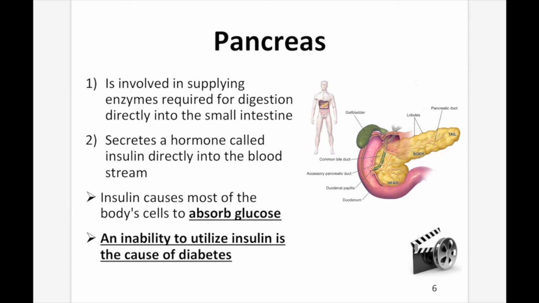Now, there are two main types of diabetes. Type 1 diabetes is when the pancreas pretty much doesn't do this very well at all. Type 2 diabetes is when it does do it, but the body's not very receptive to that insulin. And that concludes our lesson on the digestive system.